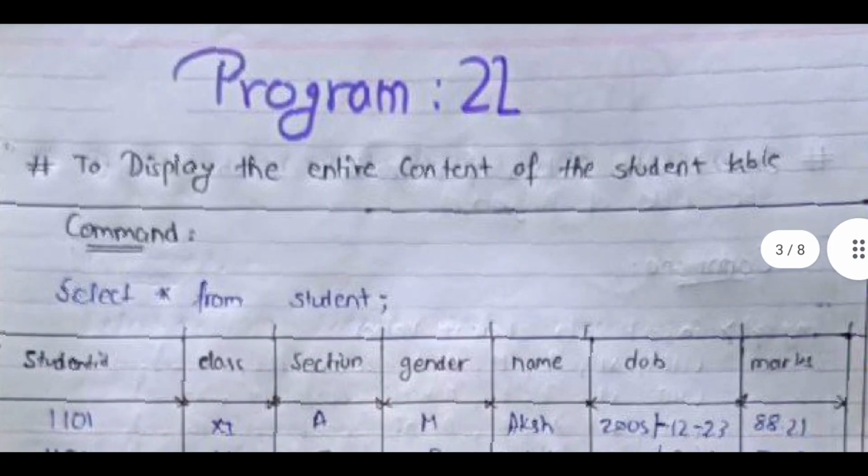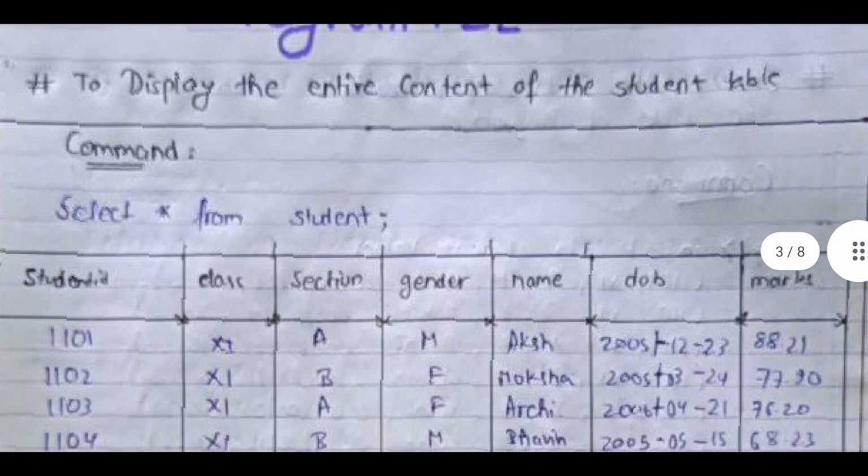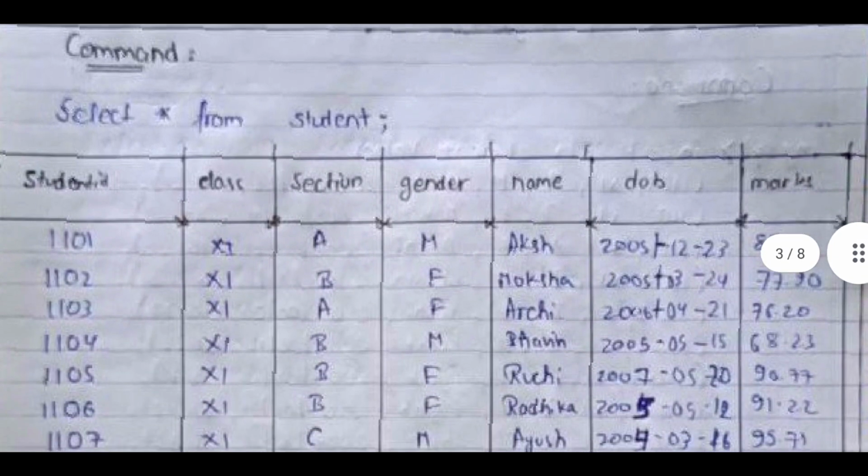To display the entire content of the student table, select star from student.